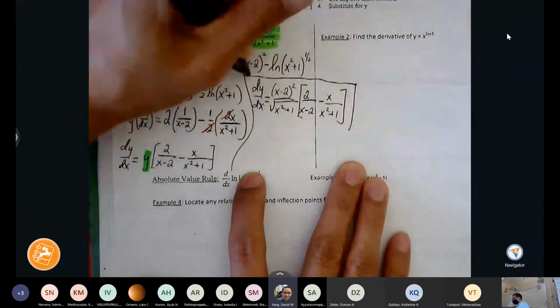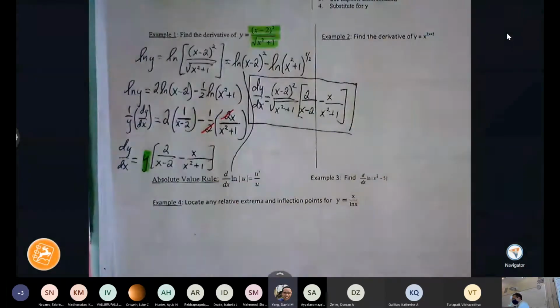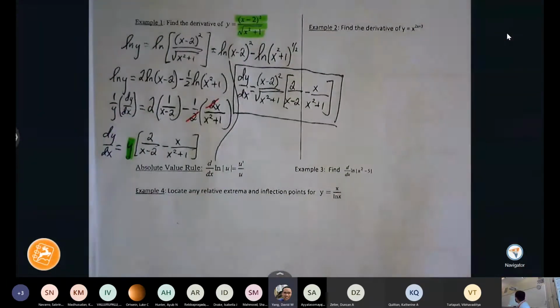So you're going to notice that with log differentiation, your derivative is going to look a little messier, but I'm not going to ask you to clean it up. If you leave it as one sprawling derivative, that's fine. Okay, any questions so far?